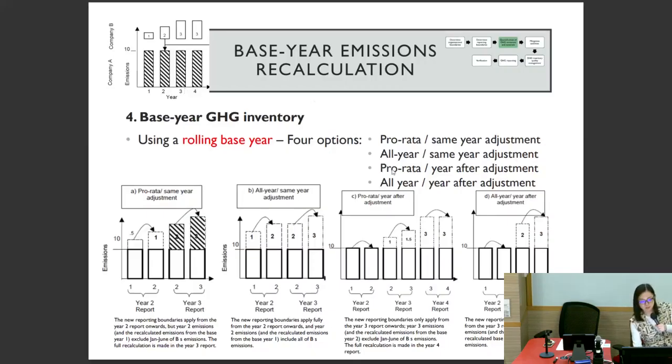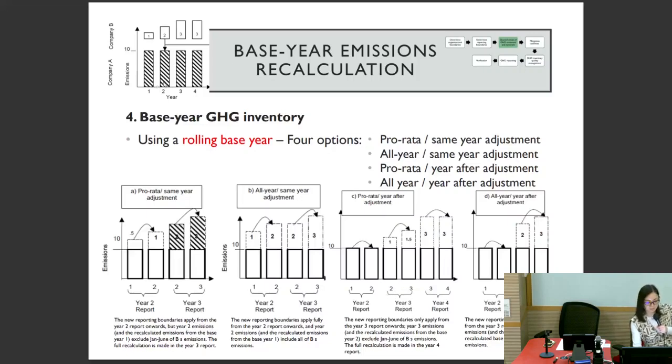So if we are using pro rata year after, then in the year 2 report, we just ignore the acquisition. So no Company B emissions, 0%, 0%. We will include the emissions of Company B only in the year 3 report, which is the year after the acquisition. So after the acquisition, referring to the base year, now in the year 3 report, the base year is updated to year 2.